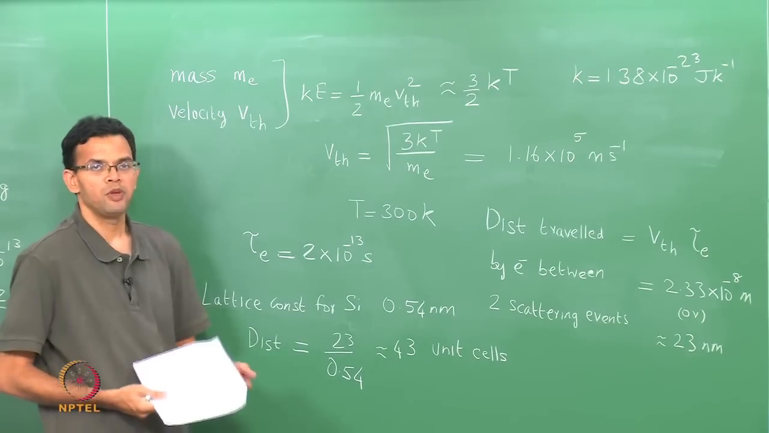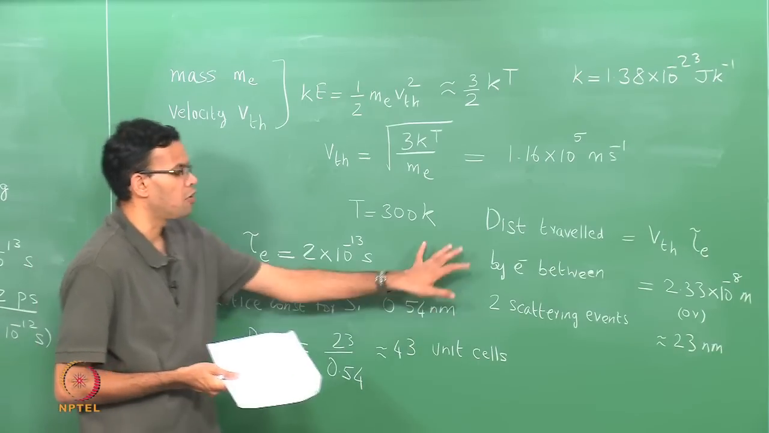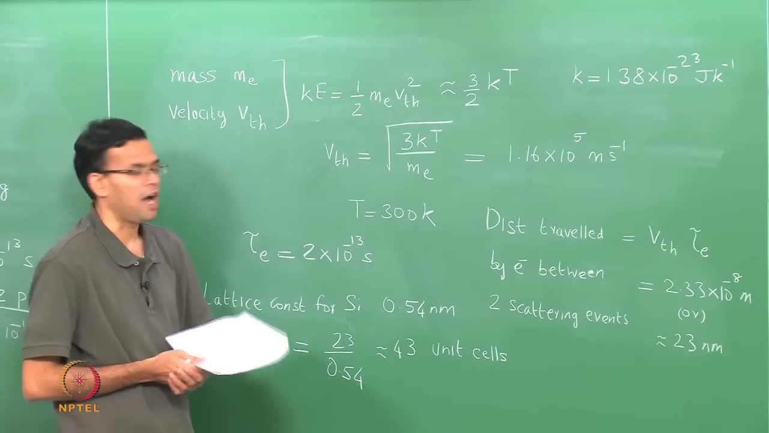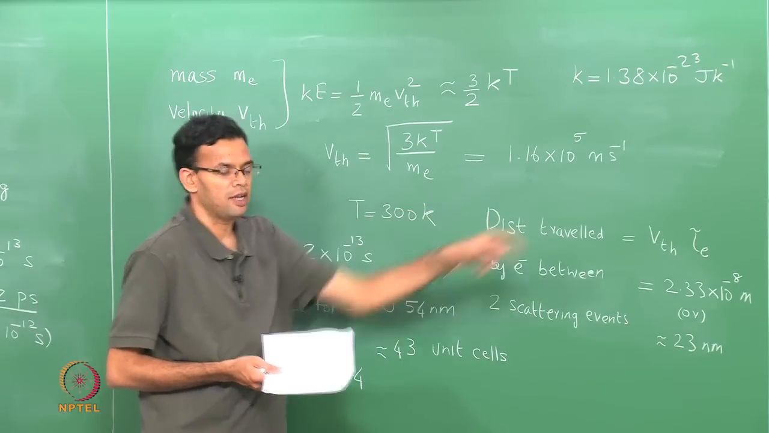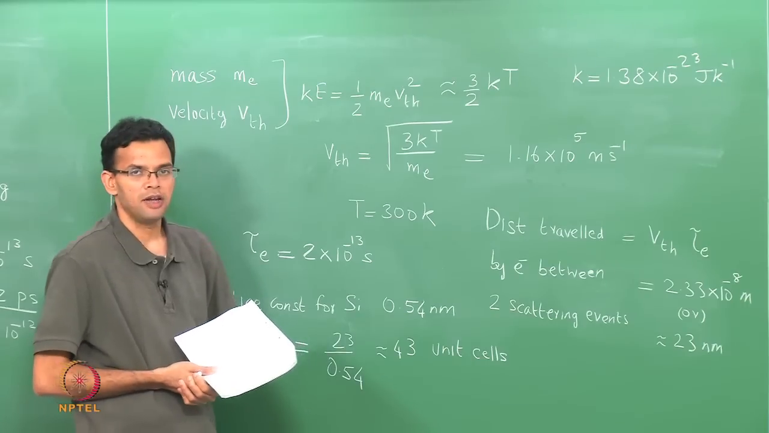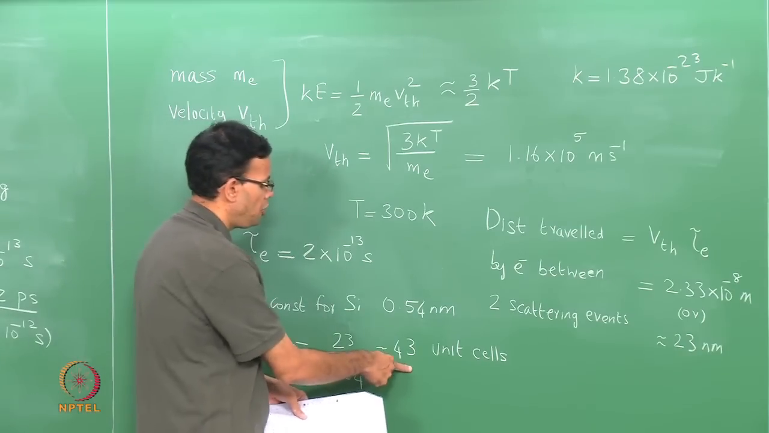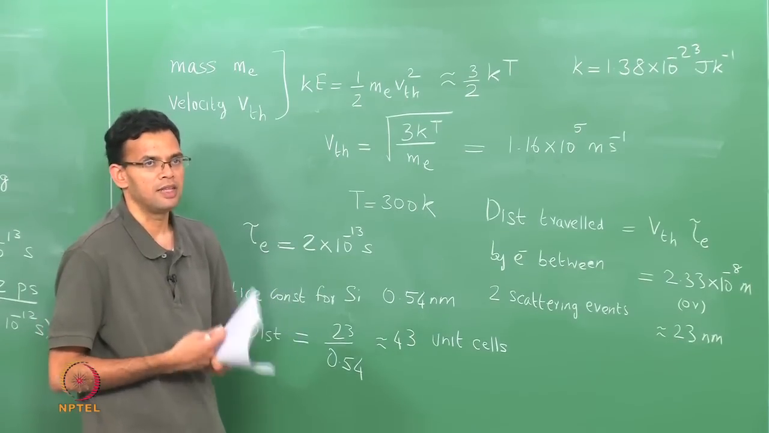So, the time between two scattering events is really small, of the order of picoseconds, but because your electrons have such a high velocity, around 10 to the 5 meters per second, we find that the electron actually travels a substantial distance. So, it travels nearly 40 unit cells before it undergoes another collision and then scattering.